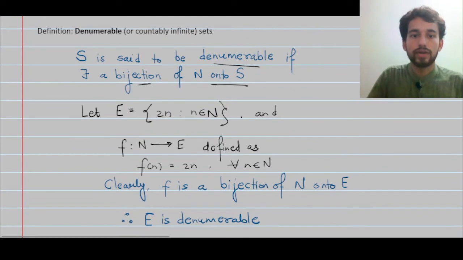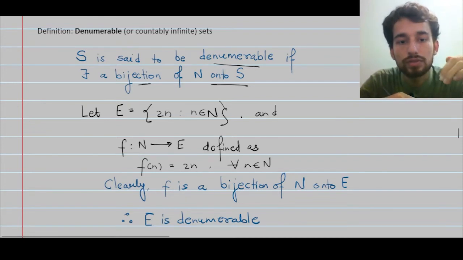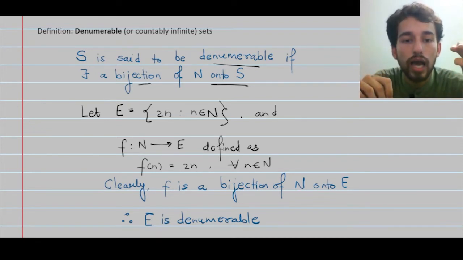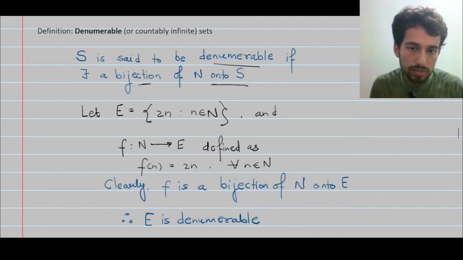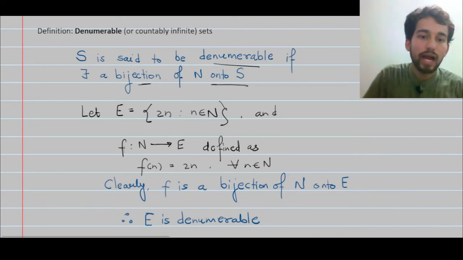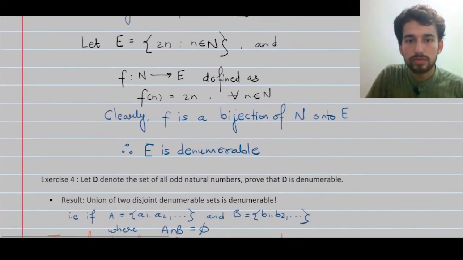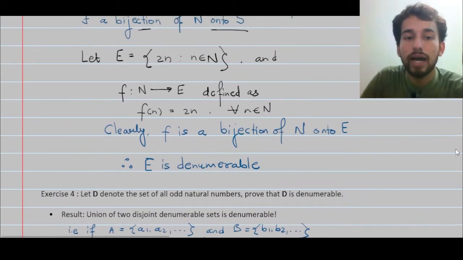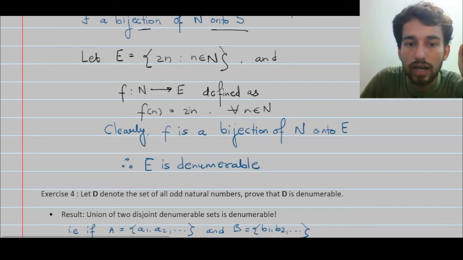Let's try to see this example again. Let E denote the collection of all even natural numbers. What I have collected are all the even natural numbers, written as 2n, where n is an element of the set of natural numbers. And I have defined a map f from the set N to E. I have defined a map from the set N, that is, the set of natural numbers, to the set of even integers. How have I defined it?